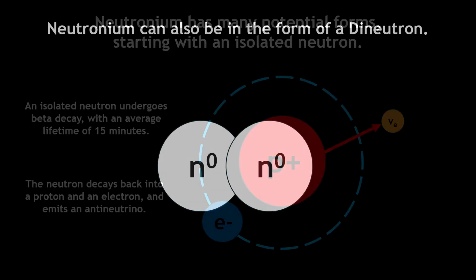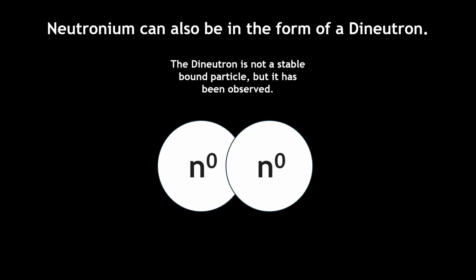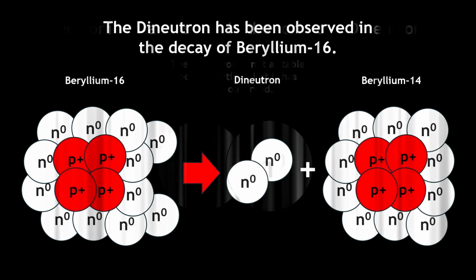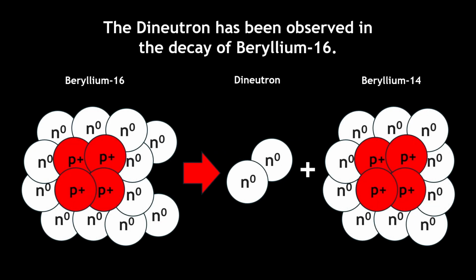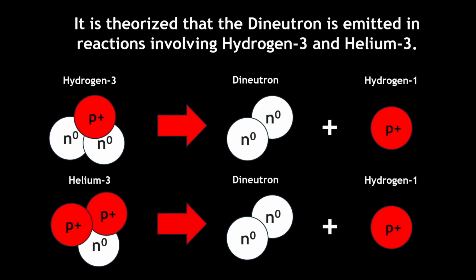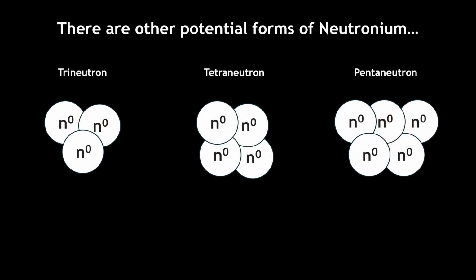Next is the dineutron, which is not a stable bound particle. While it has been observed in the decay of beryllium-16, it is theorized that the dineutron can be produced by reactions involving either tritium, which is hydrogen-3, or helions, which is ionized helium-3, via neutron emission and electron capture. The trineutron, tetraneutron, and pentaneutron have not been detected, and we are unsure if they are able to be bound.